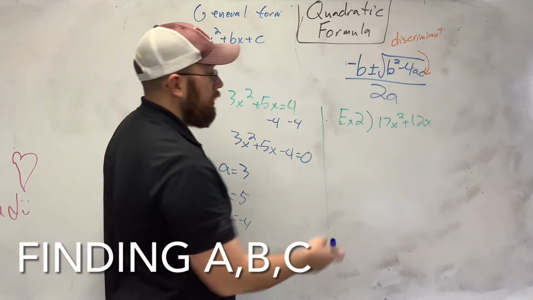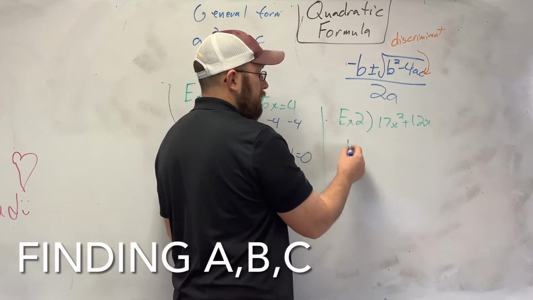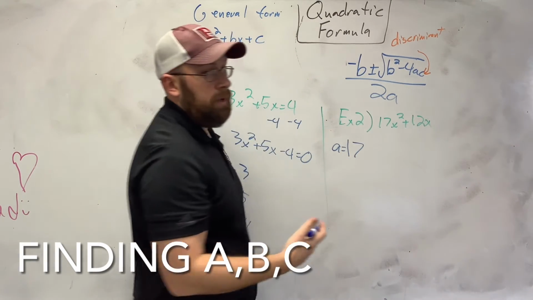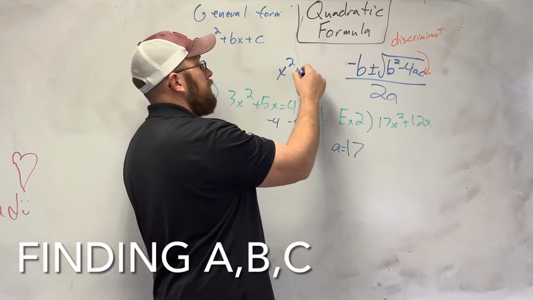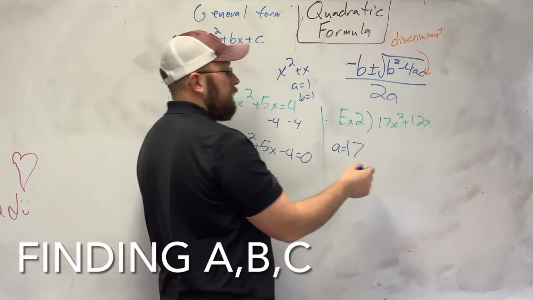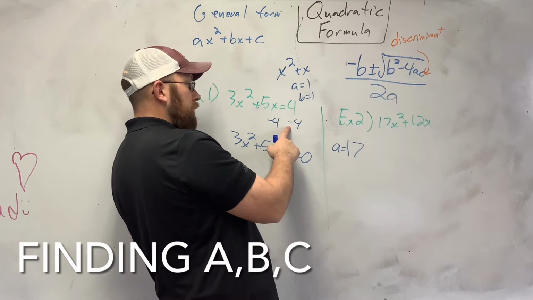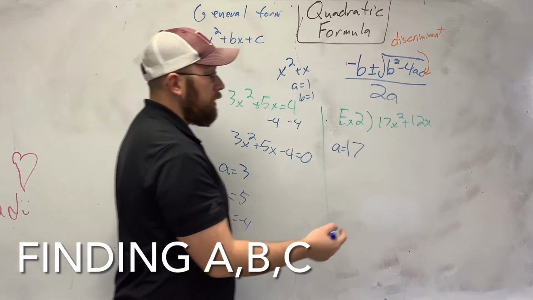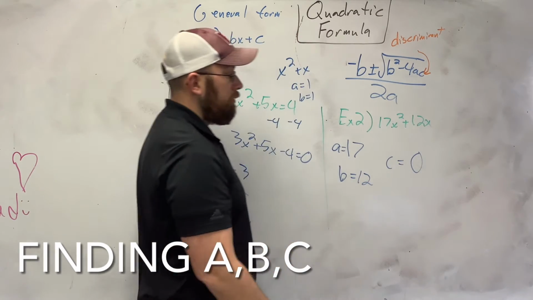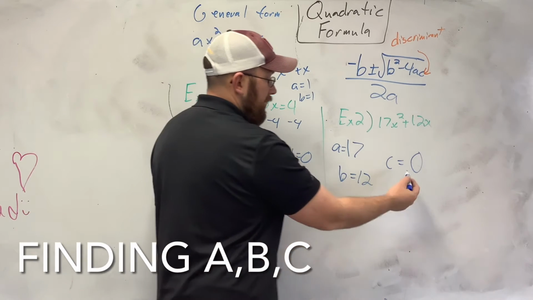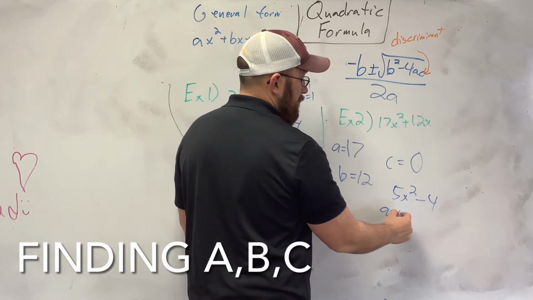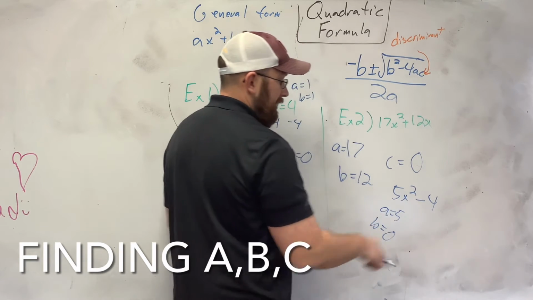Not too difficult. Over here, same thing. There's nothing in the back. So my a is still whatever's attached to my x squared, 17. If there's nothing there, what is it? If this was just x squared plus x, then a would be 1 and b would be 1. The sign in front of it goes with it too. As you saw, negative 4, the sign will go with it. My b here is 12, and my c, since there's nothing back there, is just 0. If I had 5x squared minus 4, my a would be 5, my b would be 0 because it's not there.